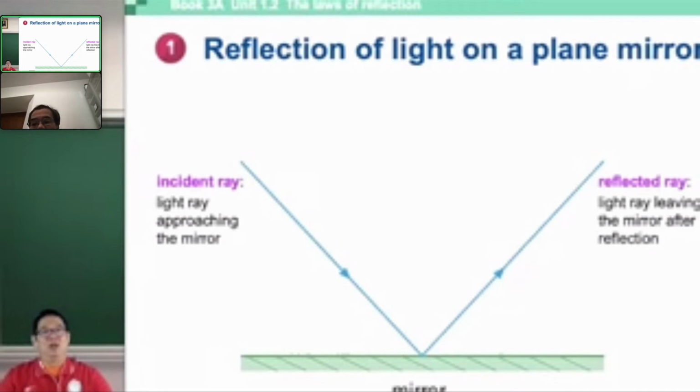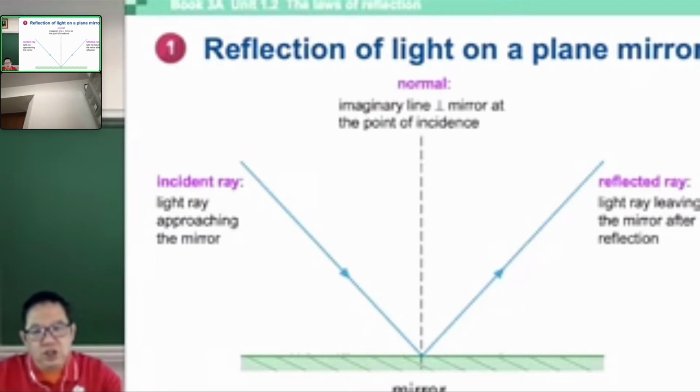For example, as I mentioned, we assume the light is reflected on the upper surface. In reality, the light will go inside the glass, hit the silver surface on the other side, and then be reflected back and come out of the glass. So the reflected point is a little bit away from the incident point. But for this syllabus, we always assume that the light is reflected on the upper surface, not the inner surface. This is a normal.